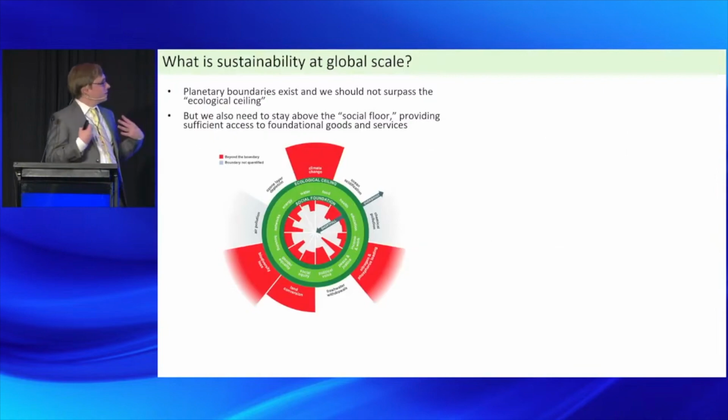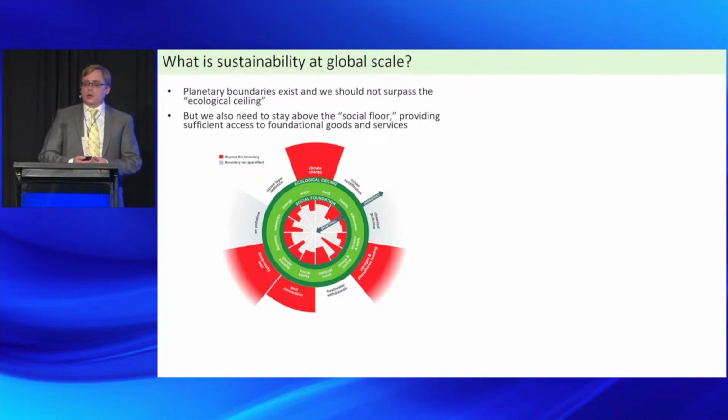Okay, so the context here. Going quickly, we know that there are planetary boundaries. We've talked about that in a number of talks, and that we should not surpass the ecological ceiling, which is here defined as that outer green line. The red rays coming out are the different planetary boundaries. This is from Johan Rockström and others, the whole planetary boundaries framework.